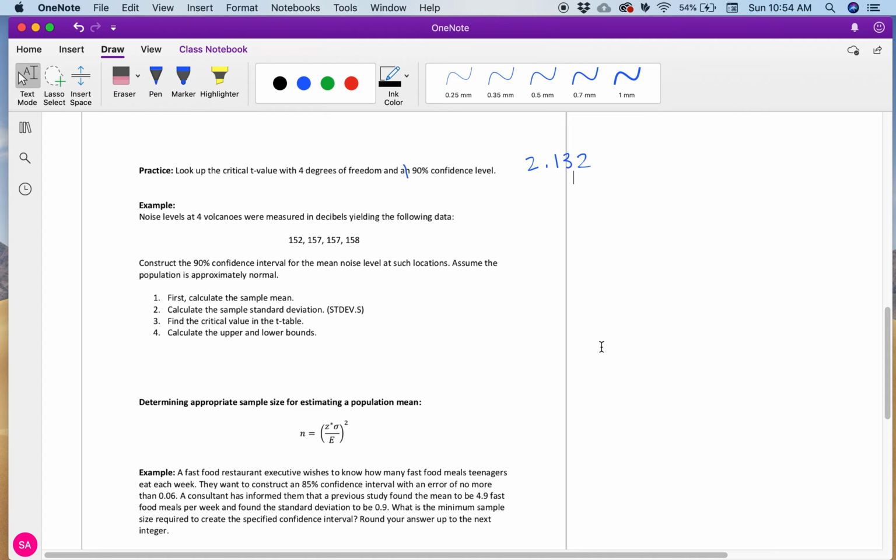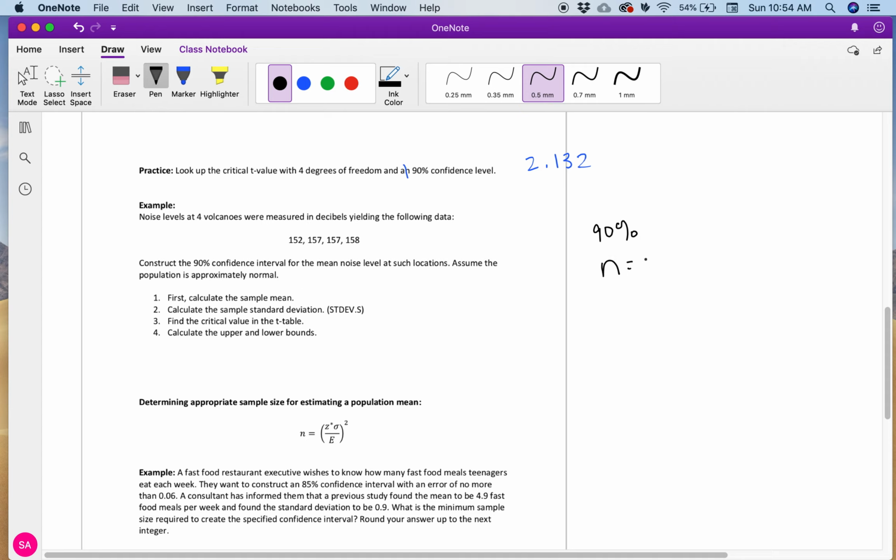Okay, so here's an example taken directly from your homework. Noise levels at 4 volcanoes were measured in decibels, yielding the data 152, 157, 157, 158. And then we are going to construct a 90% confidence interval for the mean noise level at such locations. Assume the population is approximately normal.